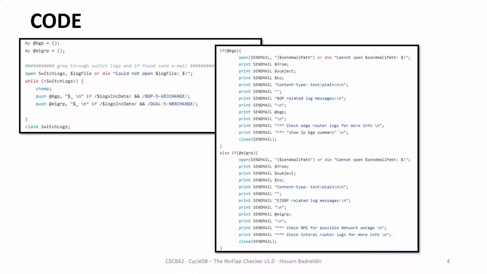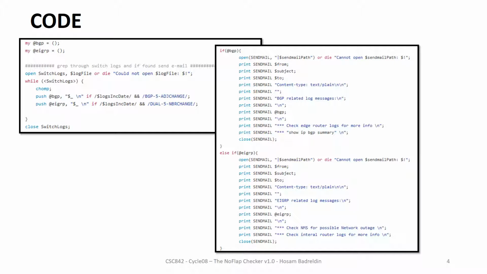The code is as simple as it gets. Pretty much this is all of it in these two screenshots. I'm basically opening the log file and looking for certain keywords. For example, for BGP, I'm looking for the adjacency change, which means up or down, anything happens. And for the DUAL algorithm, this is for EIGRP. It uses the DUAL algorithm, the Diffusing Update Algorithm. It only works for Cisco routers.